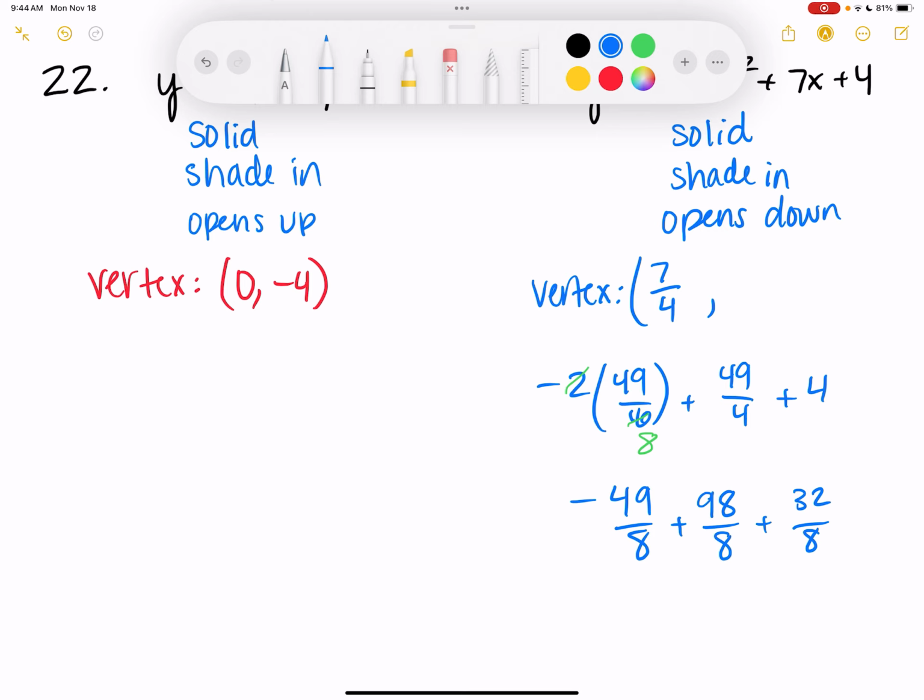And now combine like terms. 49 plus 32 is 81. So 81 over 8.